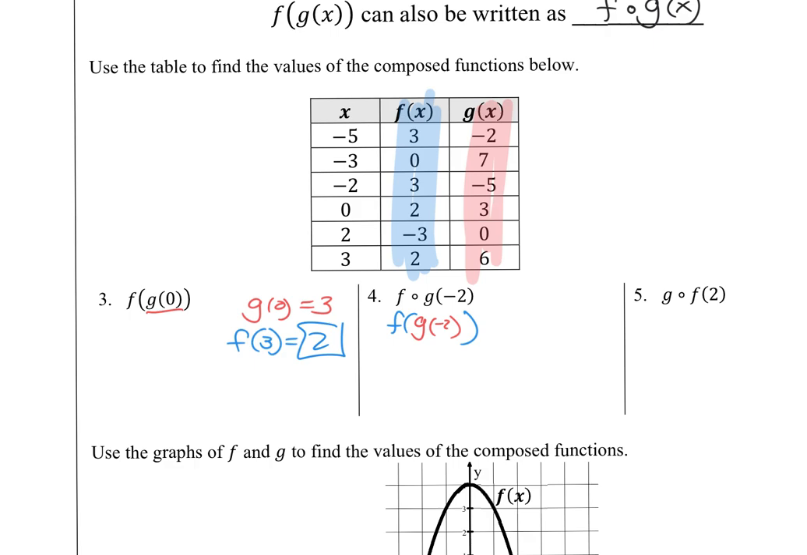So I'm going to find g of negative 2 first and just use my chart. So when x is negative 2, the g is negative 5. Write that down. Now I'm going to find f of negative 5. And when x is -5, f is 3. And so my answer for this will be 3.